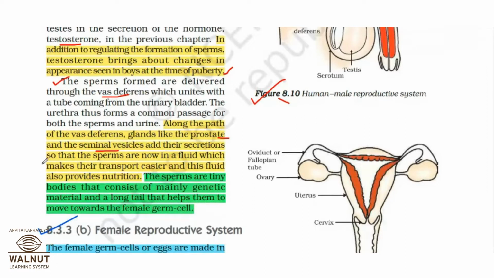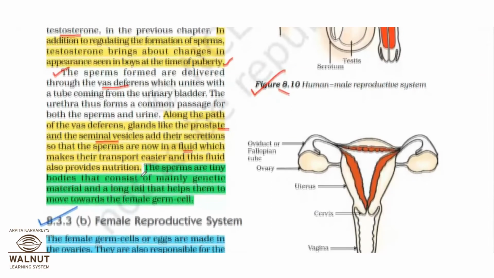Just a minute. Remember this thing. The fluid which these parts are secreting, what are they doing? They are giving the medium for the sperms to move and they are also providing nutrition to the sperms. Remember that. Yes, continue. The sperms are tiny bodies that consist of mainly genetic material and a long tail that helps them to move towards the female germ cell.